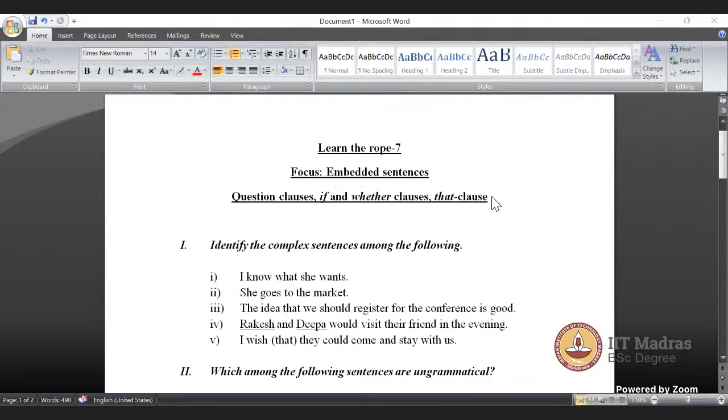What about the first sentence? Is that a complex sentence? I know what she wants. So what is the subject of the sentence? What is the subject in the sentence? You must unmute yourself and speak, okay? I. Yeah, I, and the verb?